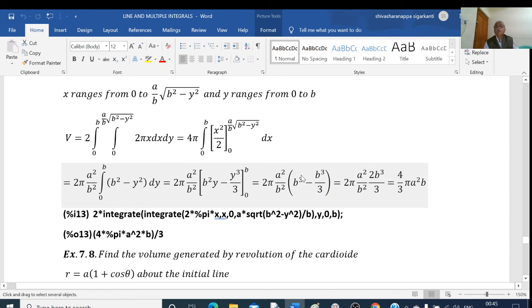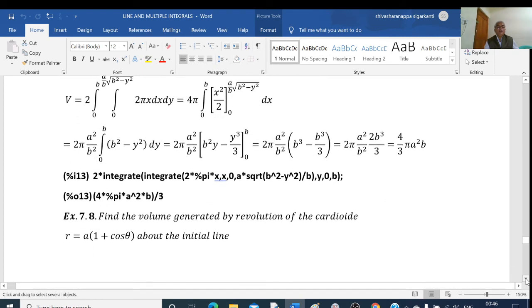Okay, 2 in the numerator, I am getting 2b by 3. So that is totally 4b pi a square divided by 3. That is 4 by 3 pi a square b, a square into b is the required volume.